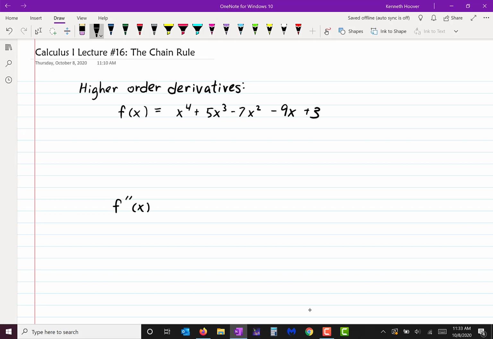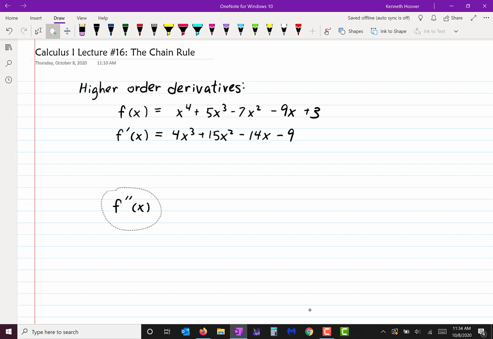Okay, let's find f prime, which is called the derivative of f, or you might now want to start calling it the first derivative of f. Okay, what would that be? Okay, you should be able to do this very quickly now. That would be 4x cubed plus 15x squared minus 14x minus 9.